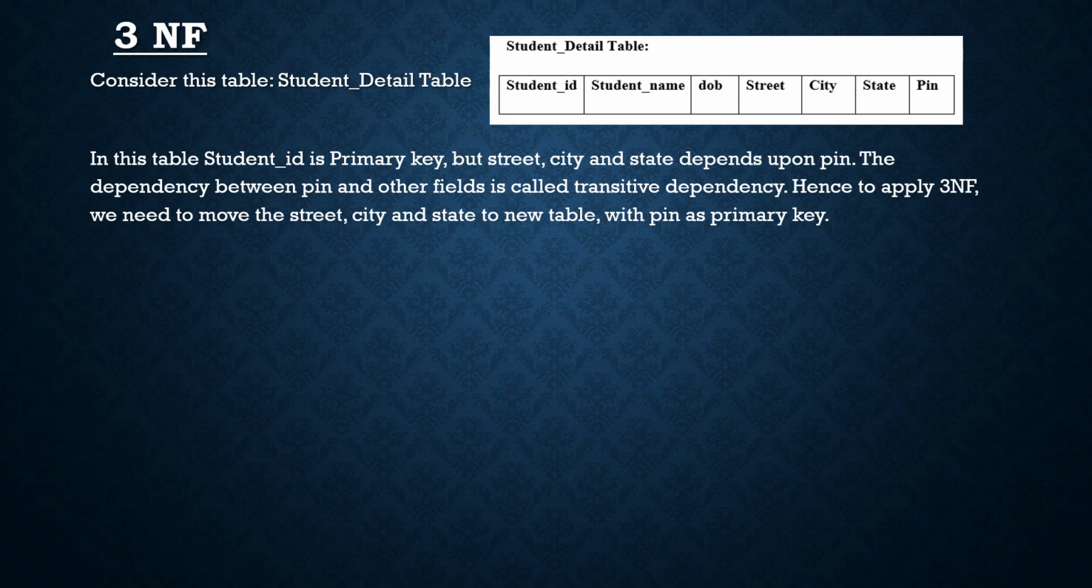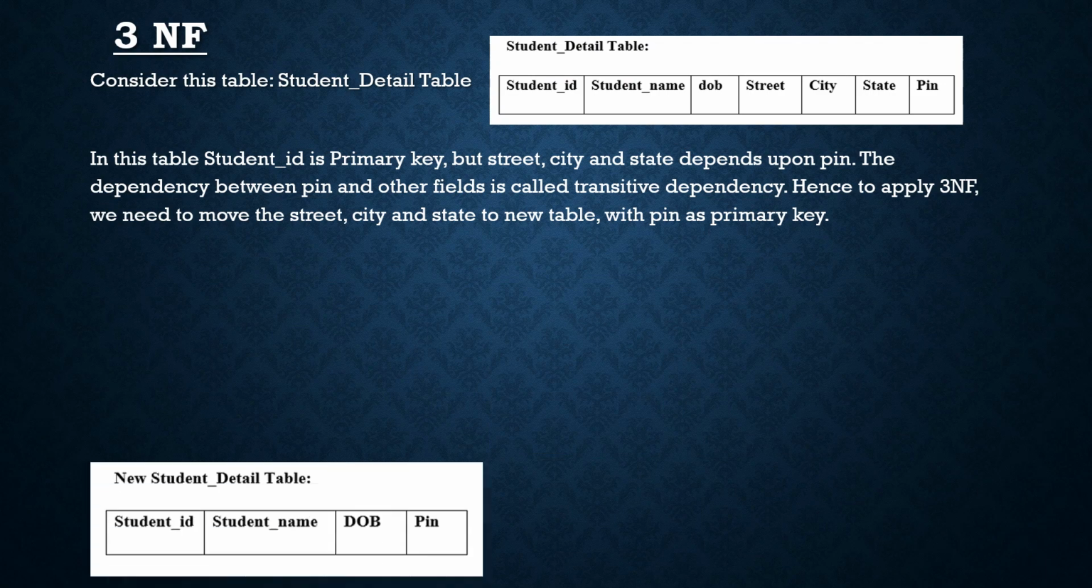Other fields are called transitive dependency. Hence, we have to apply third normal form. That means we need to move the street, city and state to a new table with pin as primary key. So, we are going to divide the given table into two. So, in this first table, student ID, student name and date of birth is in one table, and street, city and state in another table, where pin is the primary key to that second table.